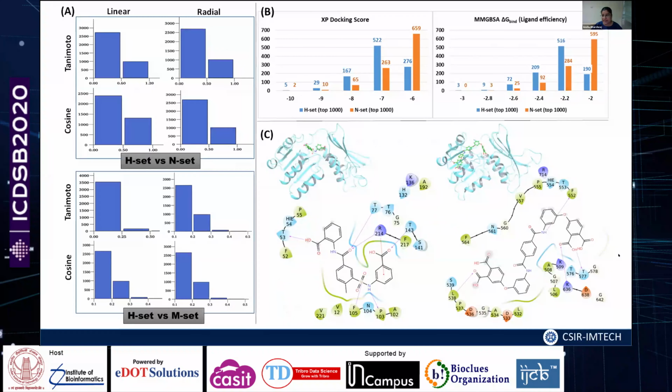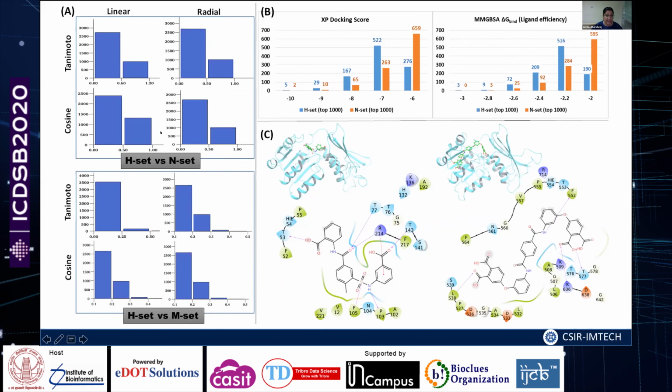So this is basically to discuss the initial observations. What we see for the top 1,000 H set molecules and top 1,000 N set molecules is that the docking score as well as the ligand efficiency is better for the H set. So our hypothetical molecule has a better binding to the binding pockets of DAB-B as opposed to the cofactor.